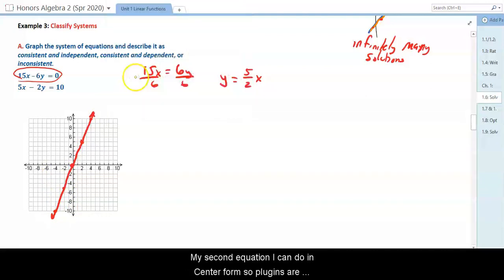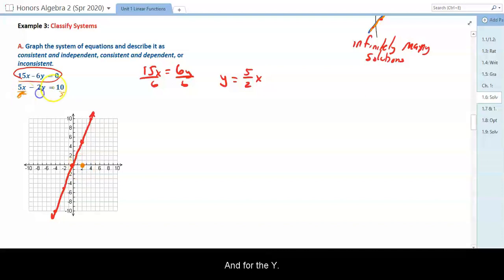My second equation I can do in standard form, so plug in 0 here, divide by the 5, so that'll give me 2, so I'll get an x-intercept of 2. And for the y, I'm going to divide that, let's not use red, divide that by -2, and so I get a y-intercept of negative 5. And so when we graph this line, if we look, I'm going down 5 right 2, down 5 right 2, up 5 right 2.